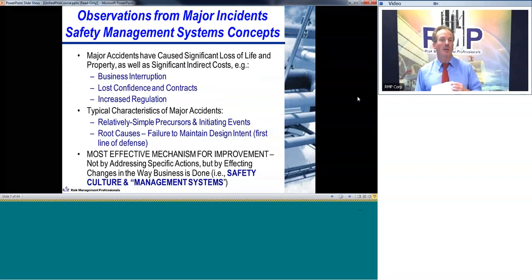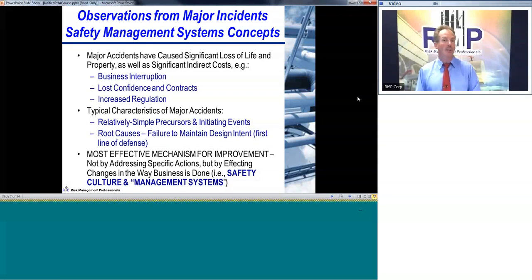When you look at all the major accidents that have occurred, it's real clear that they caused business interruption, lost confidence in contracts, increased regulation. When you look at the characteristics, you've got relatively simple precursors and initiates. Usually it's not a gap in fundamental understanding of laws of physics. It's not a gap in understanding the technology. But in most cases, the root cause of the events was the failure to maintain design intent, which is your real first line of defense.